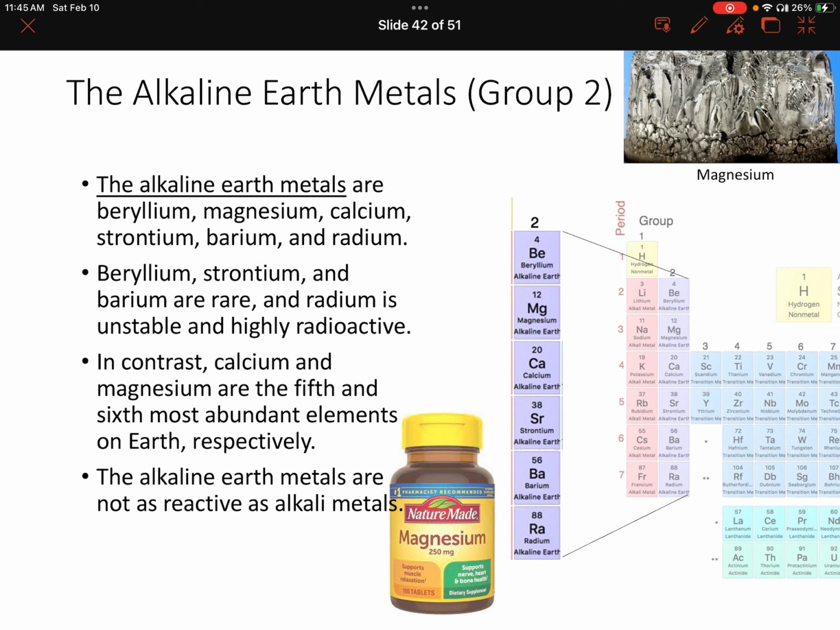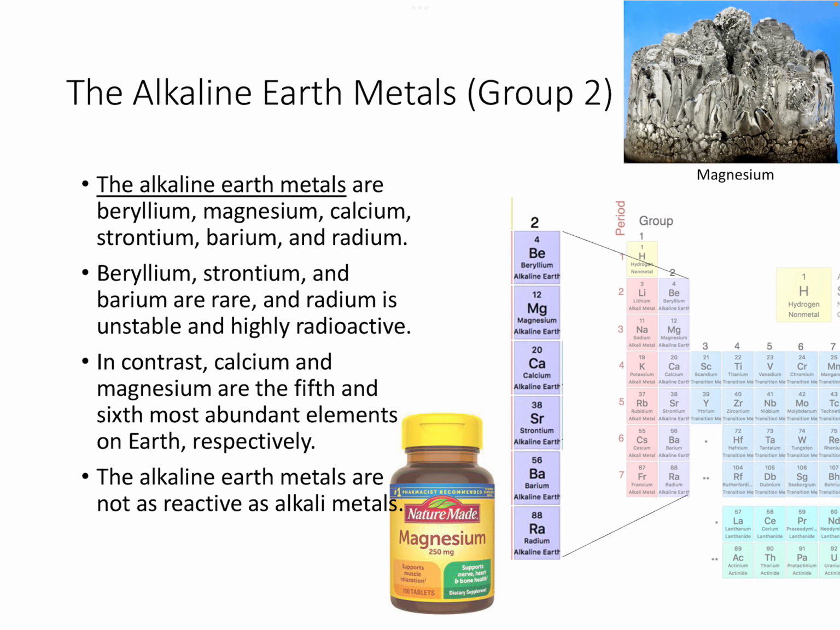Now, the alkaline earth metals are in group 2, so that contains beryllium, magnesium, calcium, strontium, barium, and radium.